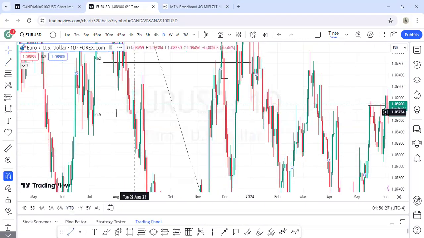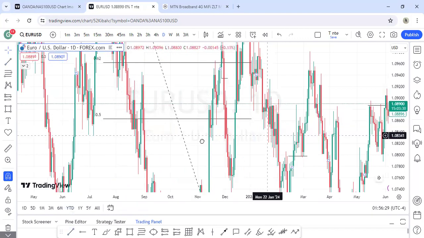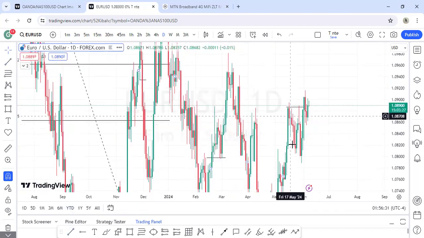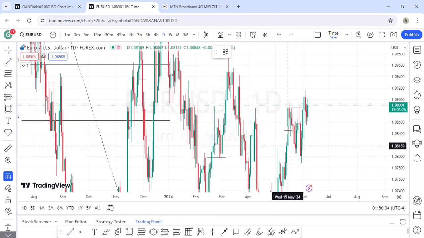Why are we taking a sell? Because price is above 50%. The market took the high. What happened next? The target is obviously the low.